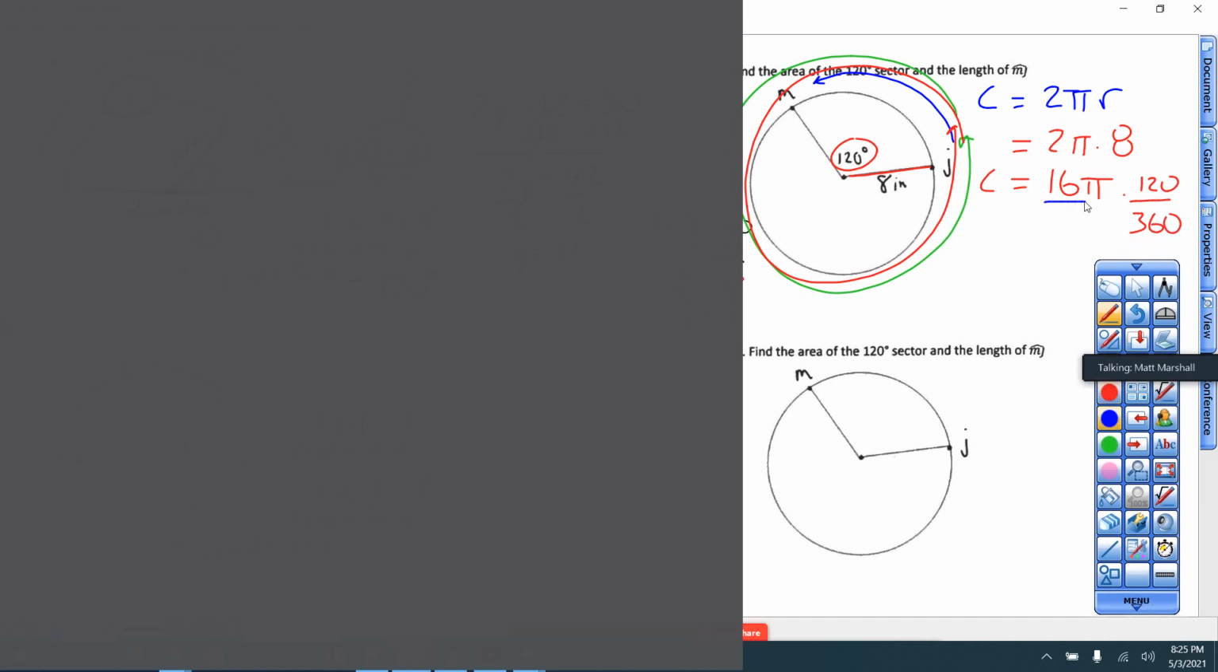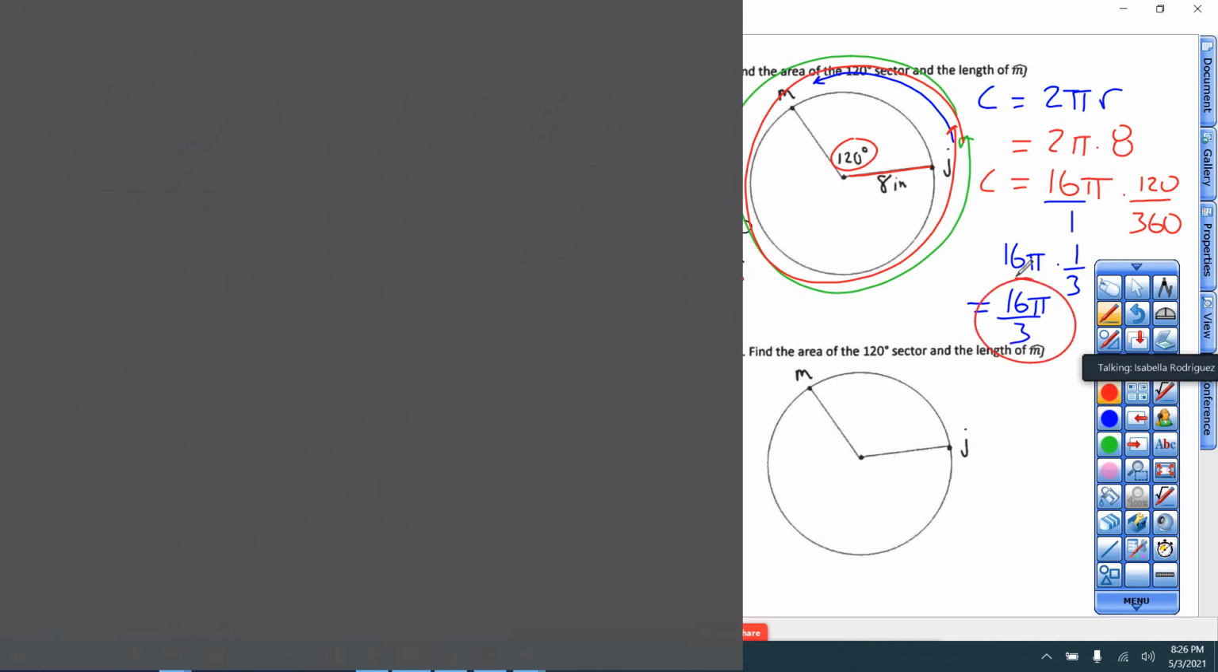Technically you could put that over 1, and you would reduce that 120 over 360. Your calculator in the real world would reduce that. So 120 over 360, that's 1/3. So this ends up being 16 pi times 1/3, which we would write 16 pi over 3. I don't know if you did it like that, or if you got a decimal.